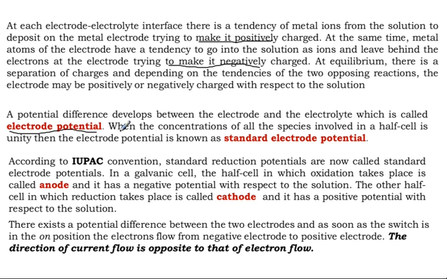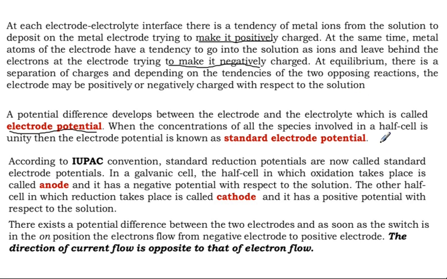The electrode can be a negatively charged electrode or a positively charged electrode. If you select a negatively charged electrode, this is the electrode potential of the anode. If you select a positively charged electrode, that is the electrode potential of the cathode. That's all. When the concentration of all the species involved in the half cell is maintained at 1 molar, the cell potential or electrode potential is known as standard electrode potential.